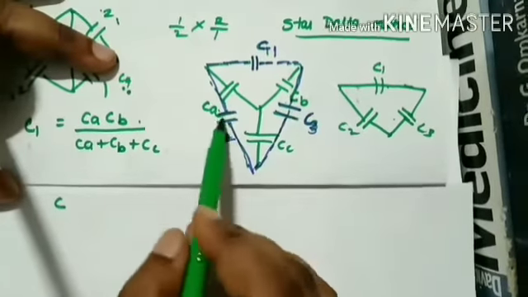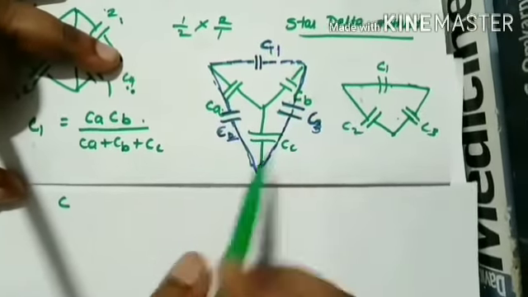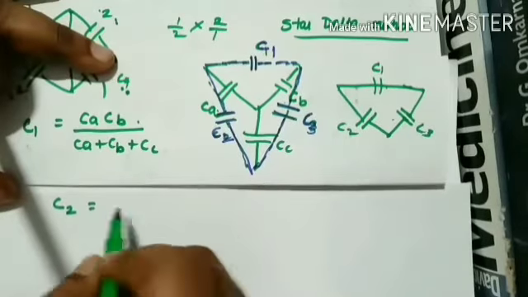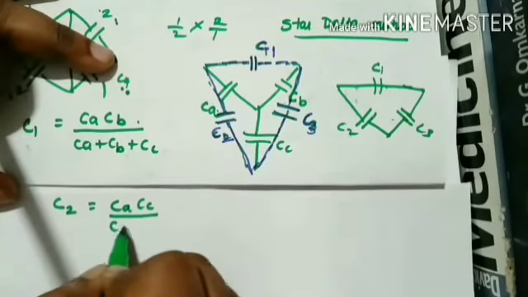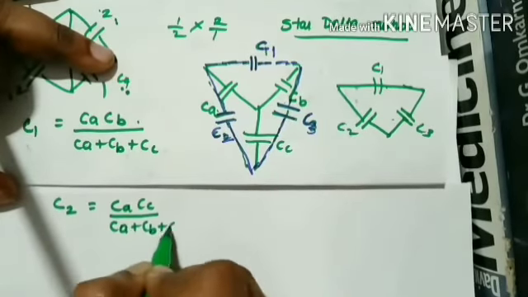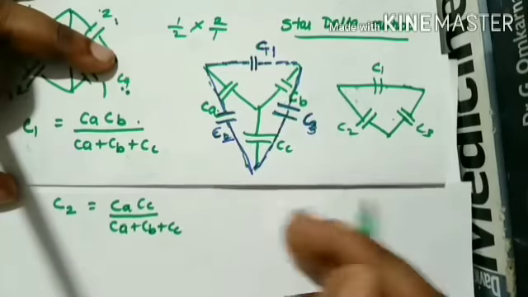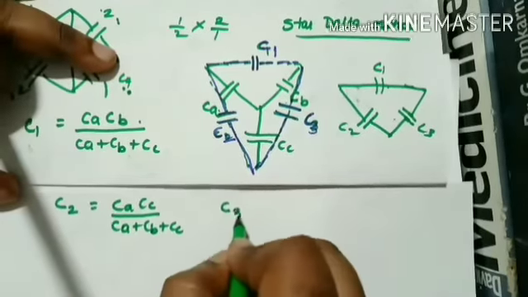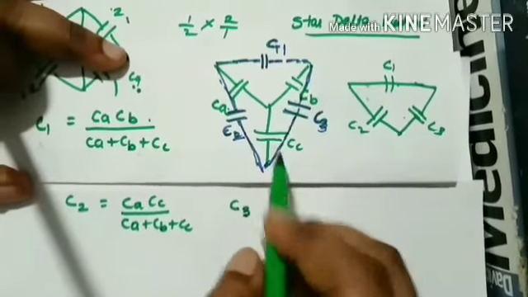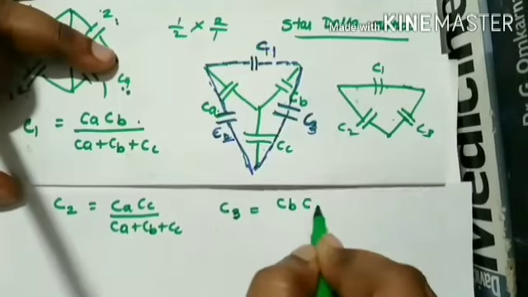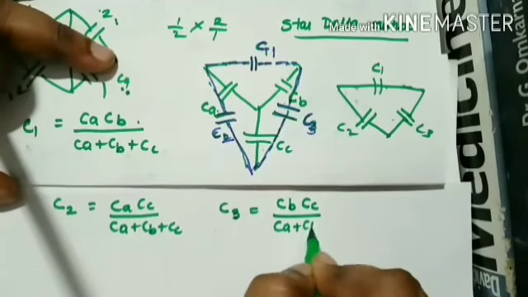C2 is between CA and CC. So C2 is CA into CC divided by CA plus CB plus CC. You need not memorize it by heart. Similarly, what is C3? It is between CB and CC. That is CB into CC divided by CA plus CB plus CC.